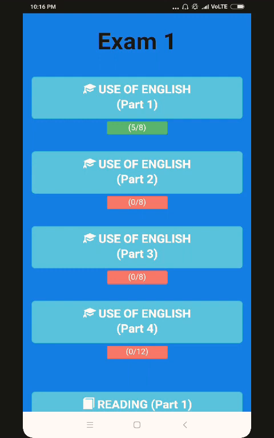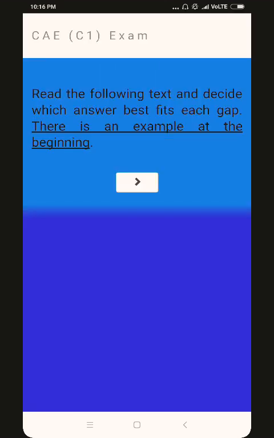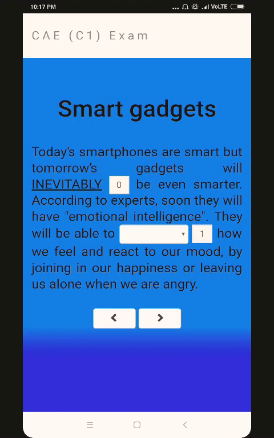So guys, without further wasting your time, we'll start. So I'll be going into use of English, and then read the following text and decide which answer fits the best in the gap. This is the same thing that we are doing. Nothing is different. Reading and use of English. There is an example at the beginning. So okay, one example is given.